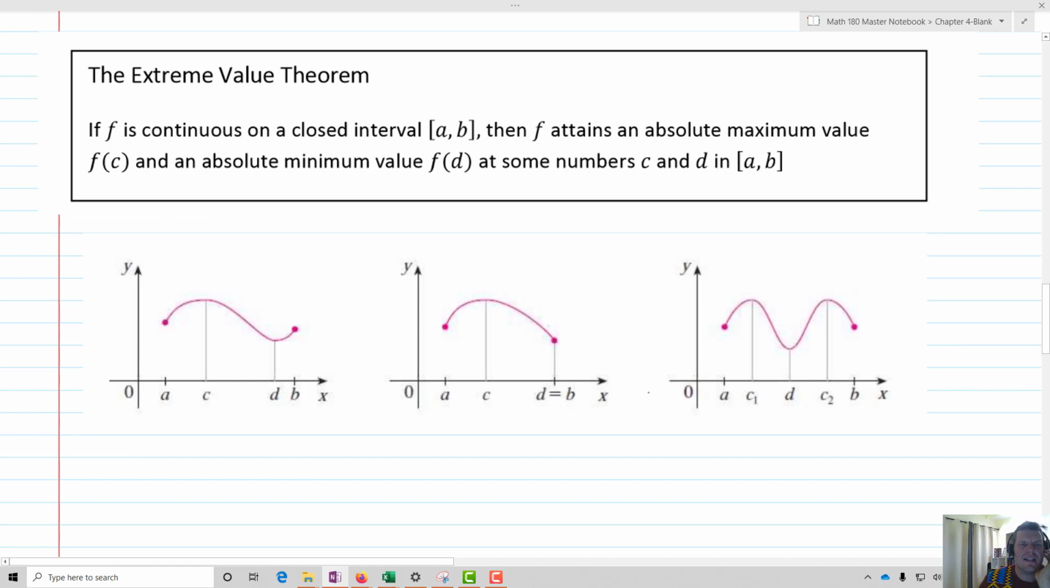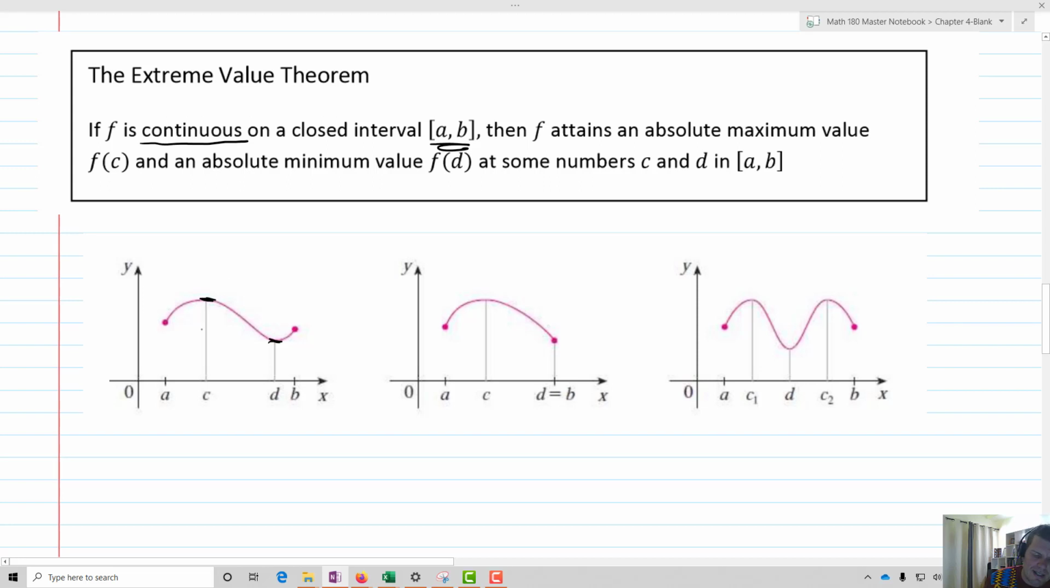What this now gives us is the extreme value theorem, and it's very intuitive if you think about it. If f is continuous on a closed interval a to b, then f attains an absolute maximum value, f of c, and an absolute minimum value, call it f of d, at some numbers c and d in a to b. So as long as the function f is continuous and we've got a closed interval a to b, somewhere between a and b we're going to get some kind of absolute max and some kind of absolute min.